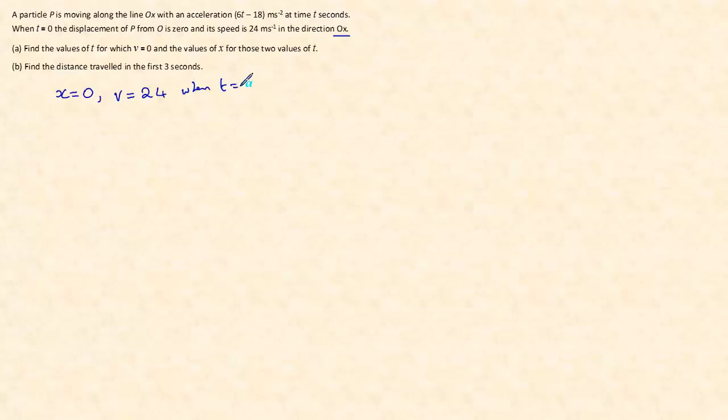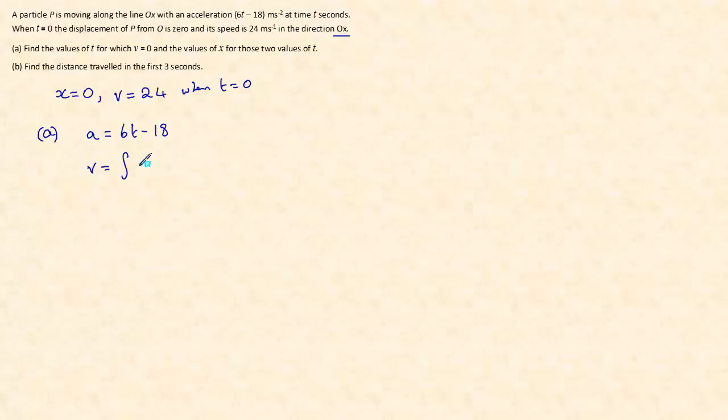when t equals 0. We want to find the values of t for which v is 0 and the values of x for those two values of t. So a is equal to 6t minus 18.